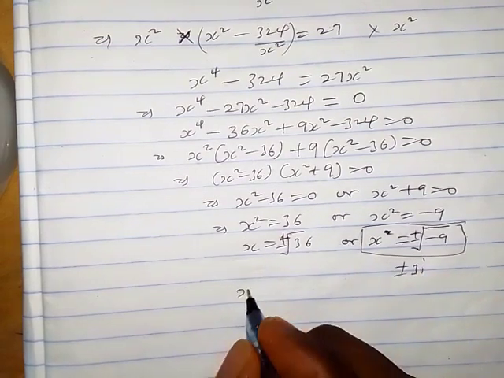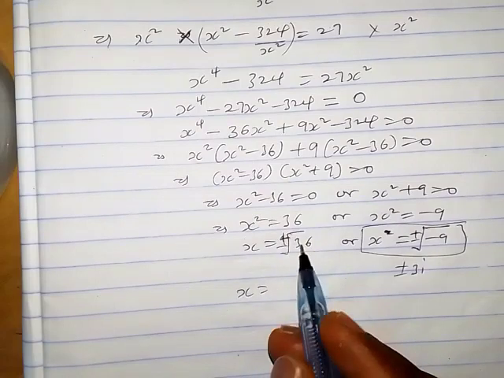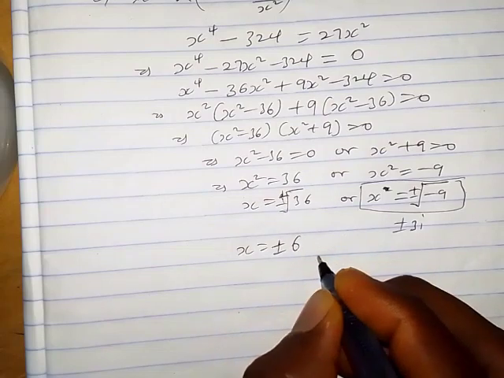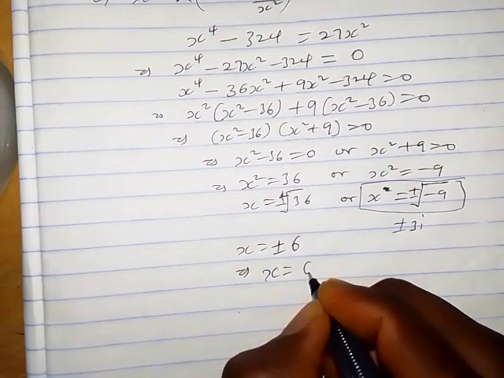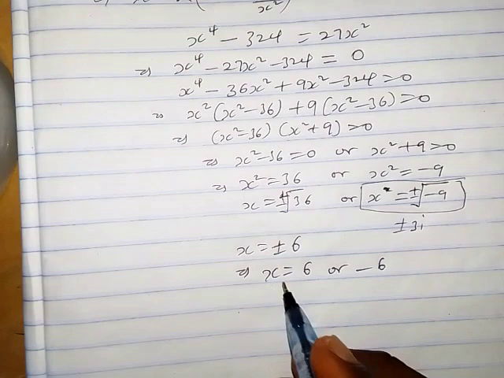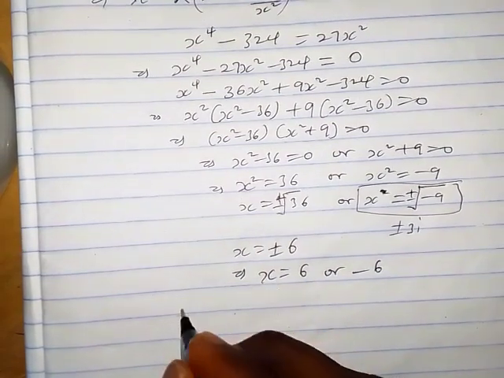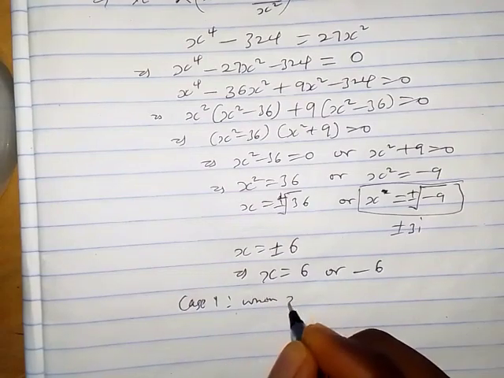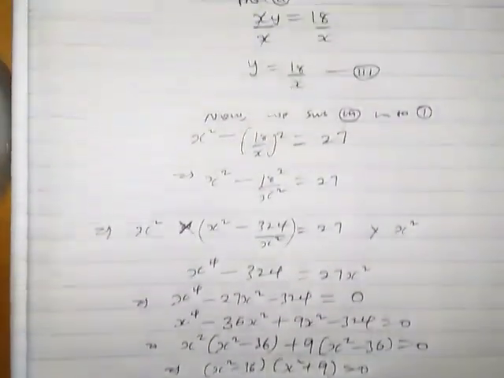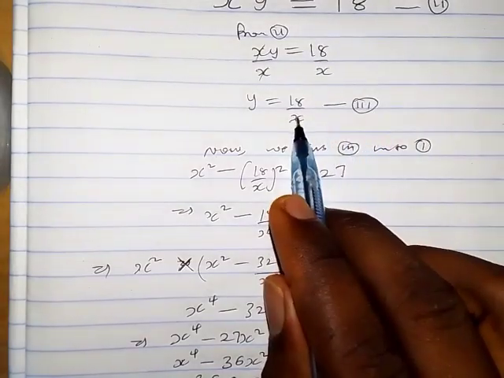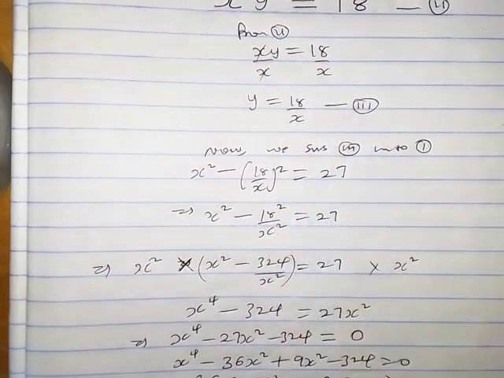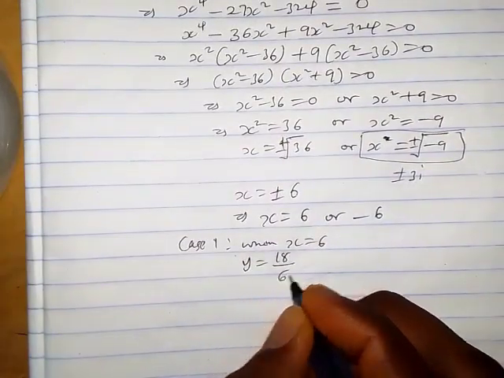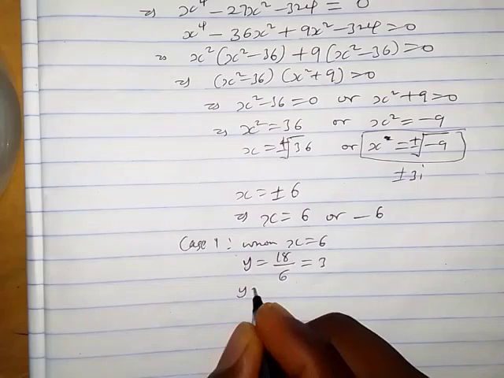So when we consider x equals plus or minus square root of 36, we are going to have plus or minus 6, which implies that x equals 6 or negative 6. When x equals 6, let's call it case 1. Back to equation 3, we just plug in the value of x, which is 6. So y equals 18 over 6, which gives 3. So y equals 3.